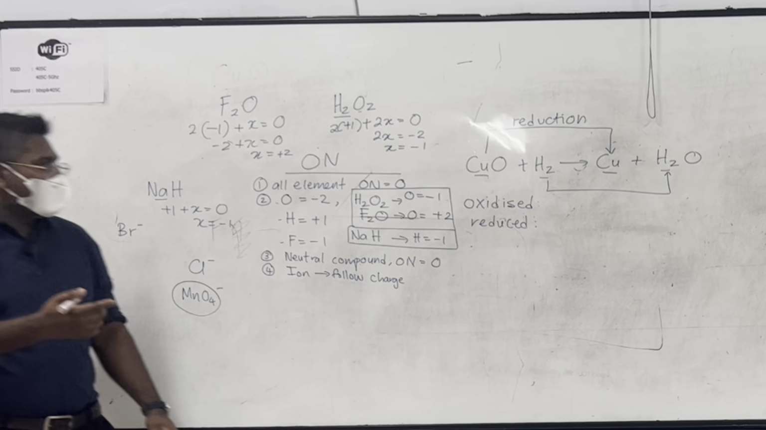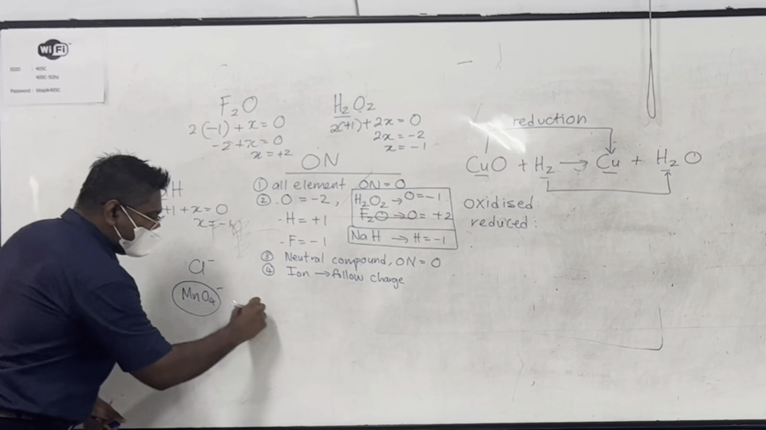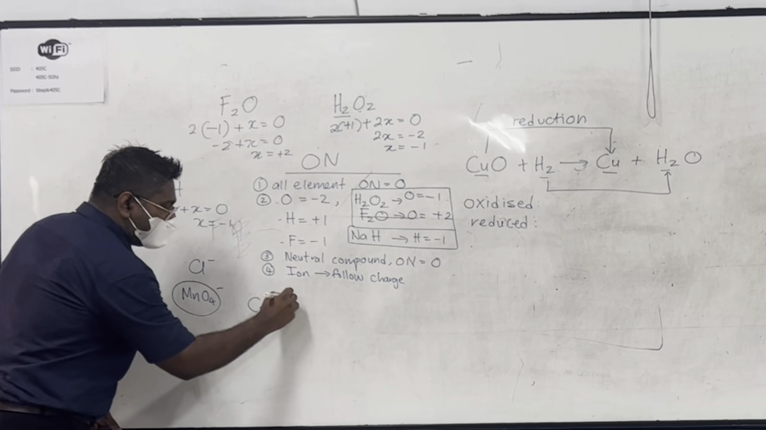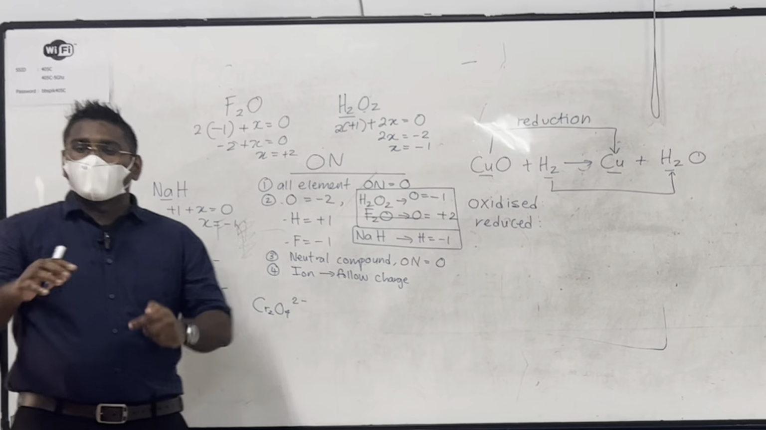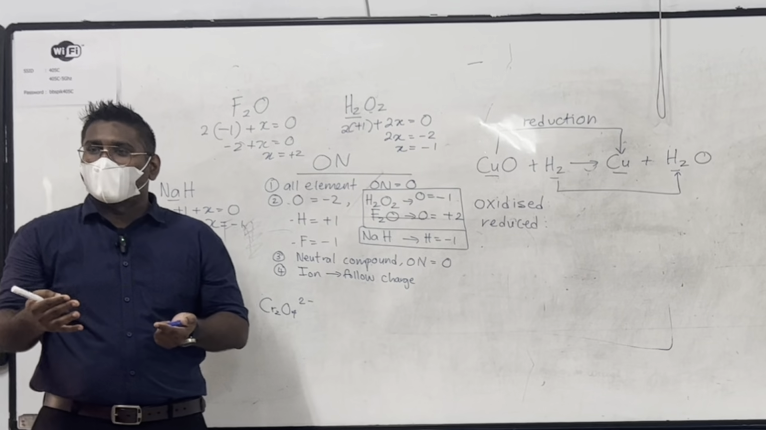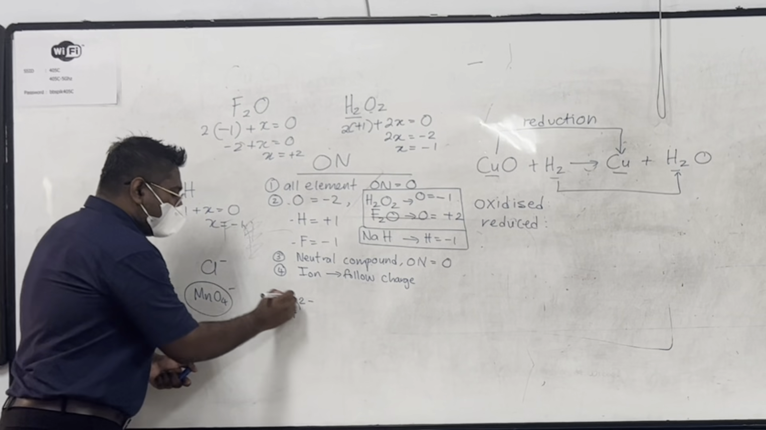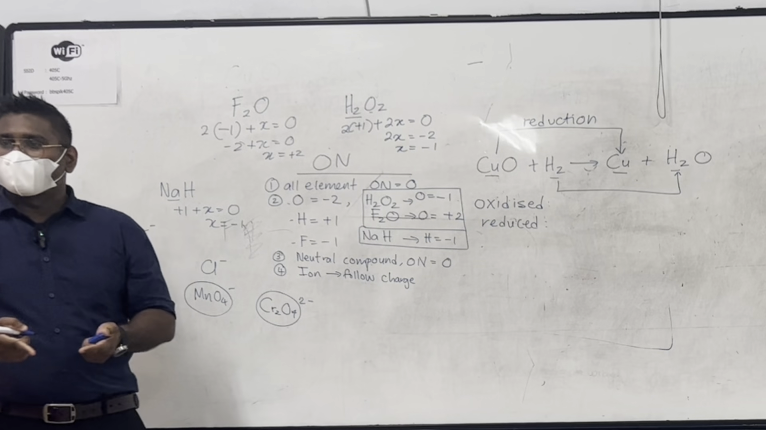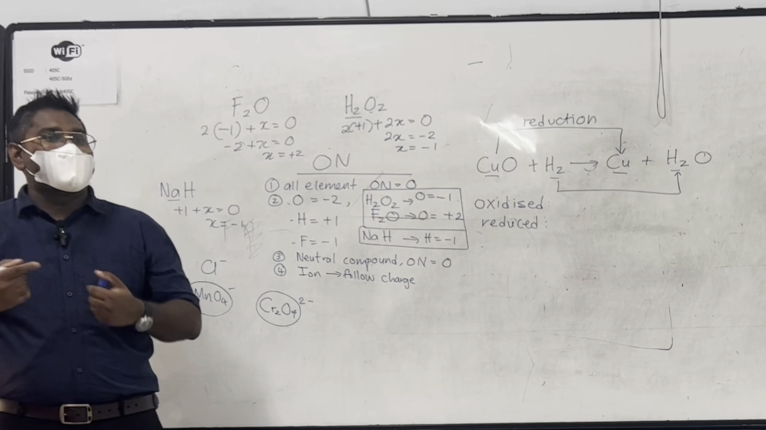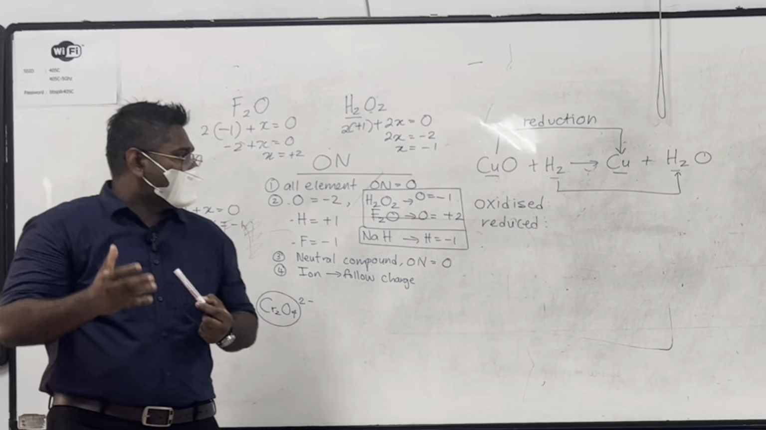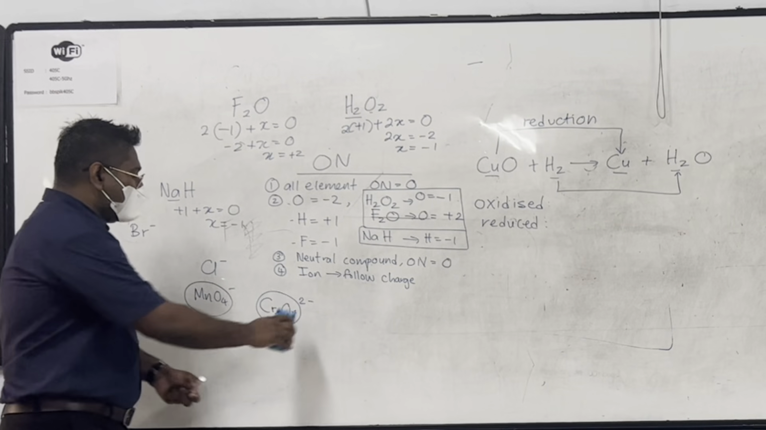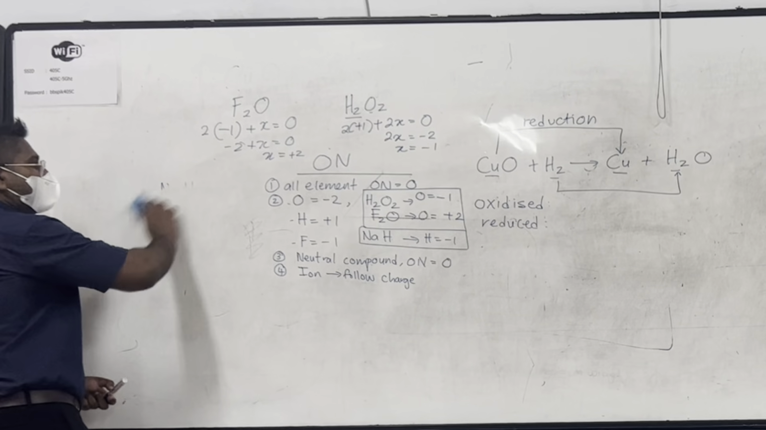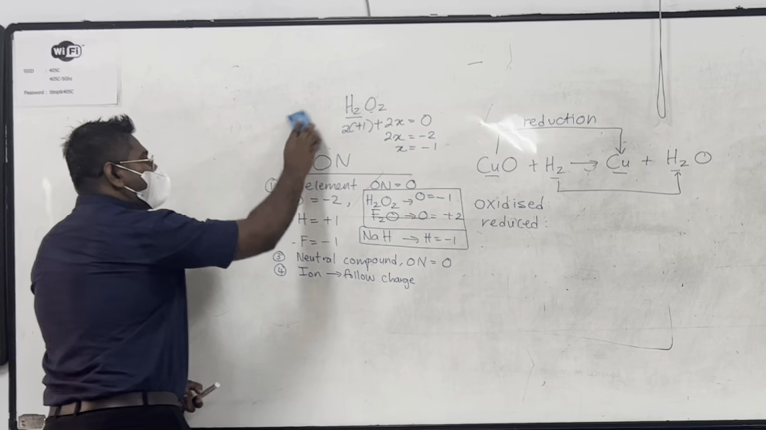Okay, and similarly, if I'm talking about Cr2O7 2-, the total oxidation number is going to be -2. And it can be used for many things as well, not only limited to this. Now using this rule, you can use it for many things.